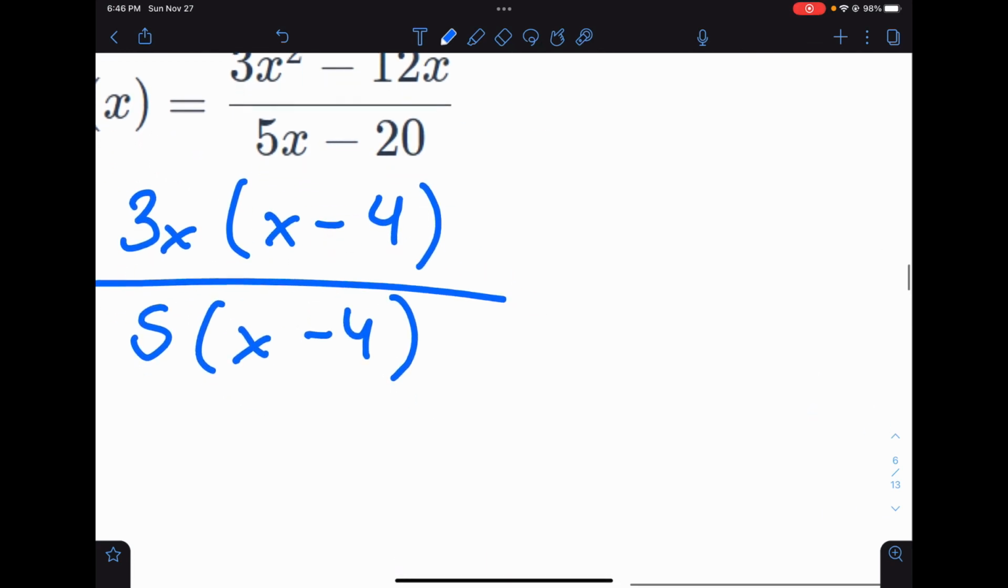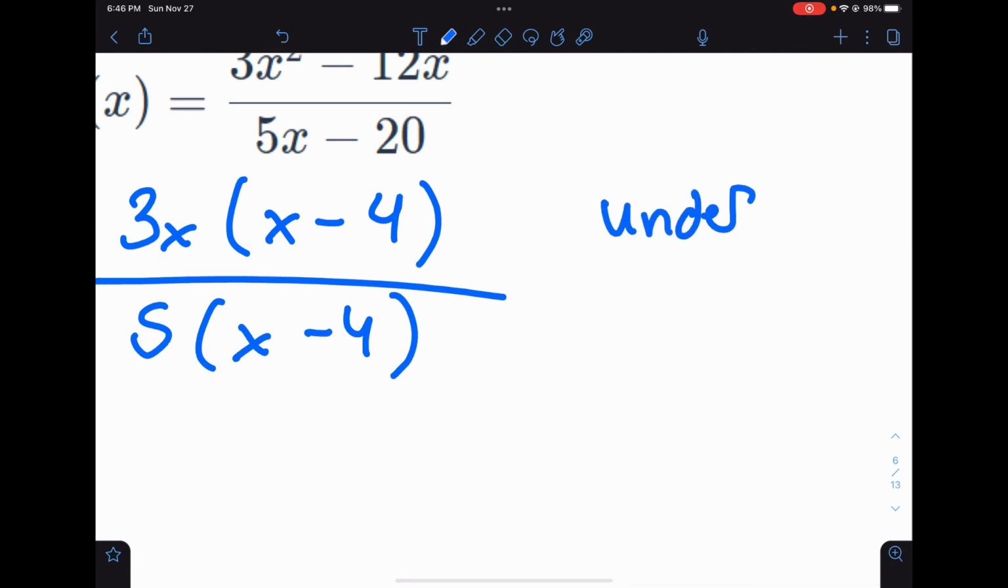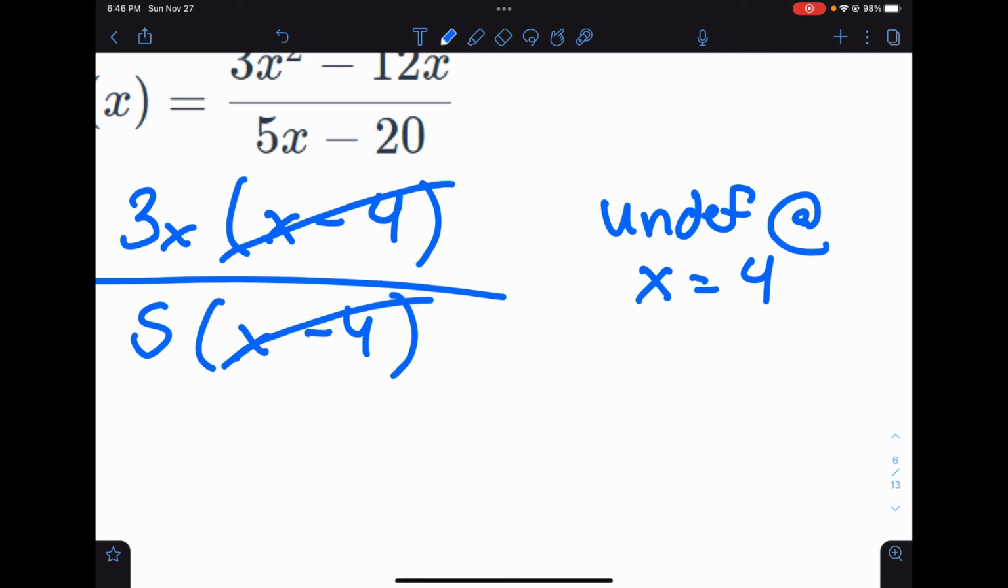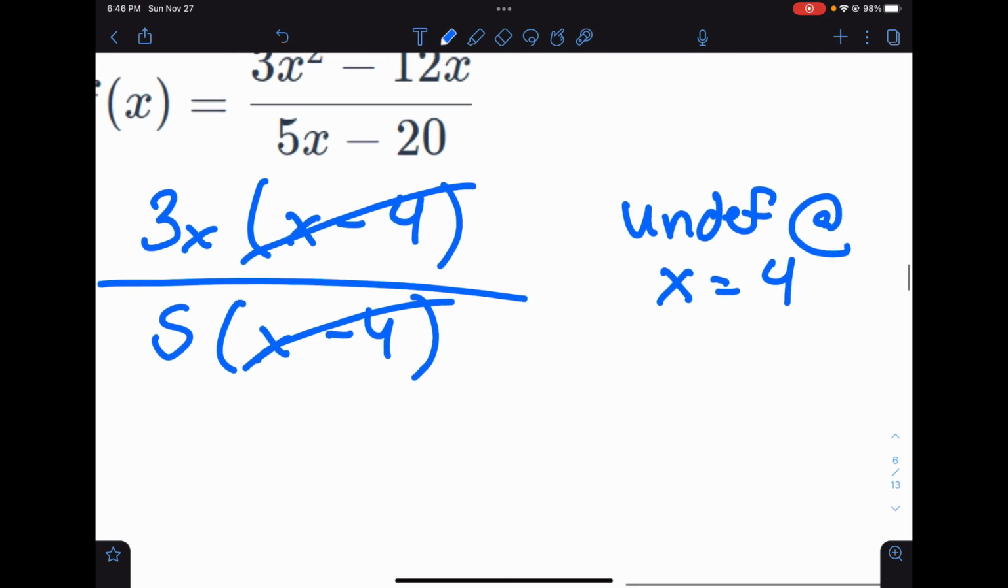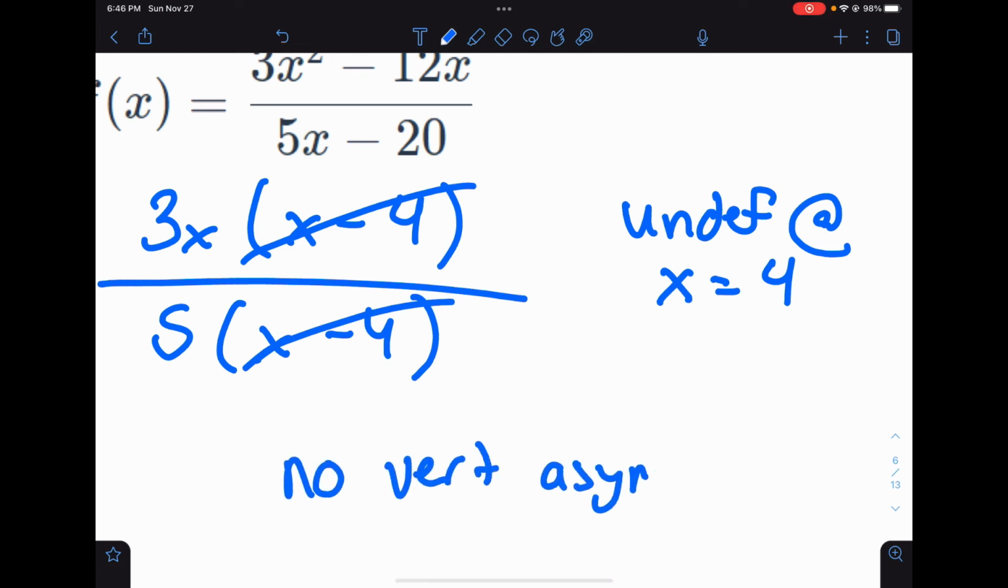So we are going to be undefined at x equals 4. That does cancel with something in the numerator there. We have an x minus 4 on top and the bottom. So that means that we have a hole at 4. So that means because there's nothing else in the denominator, we have no vertical asymptotes. We have a hole at 4, but it's not a vertical asymptote.